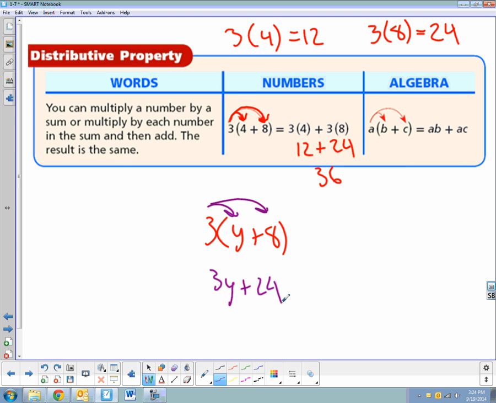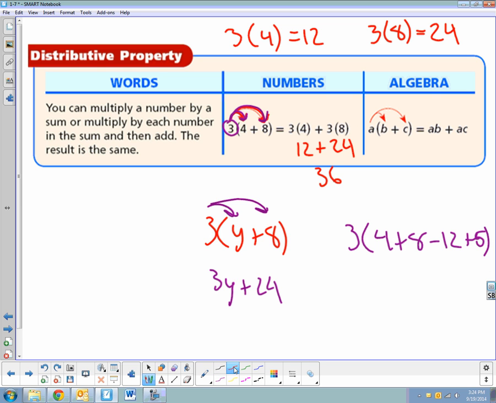And so this distributive property, we distribute through the parentheses and we multiply the number on the outside times every number separately on the inside. So if it was 3 parentheses 4 plus 8 minus 12 plus 5.